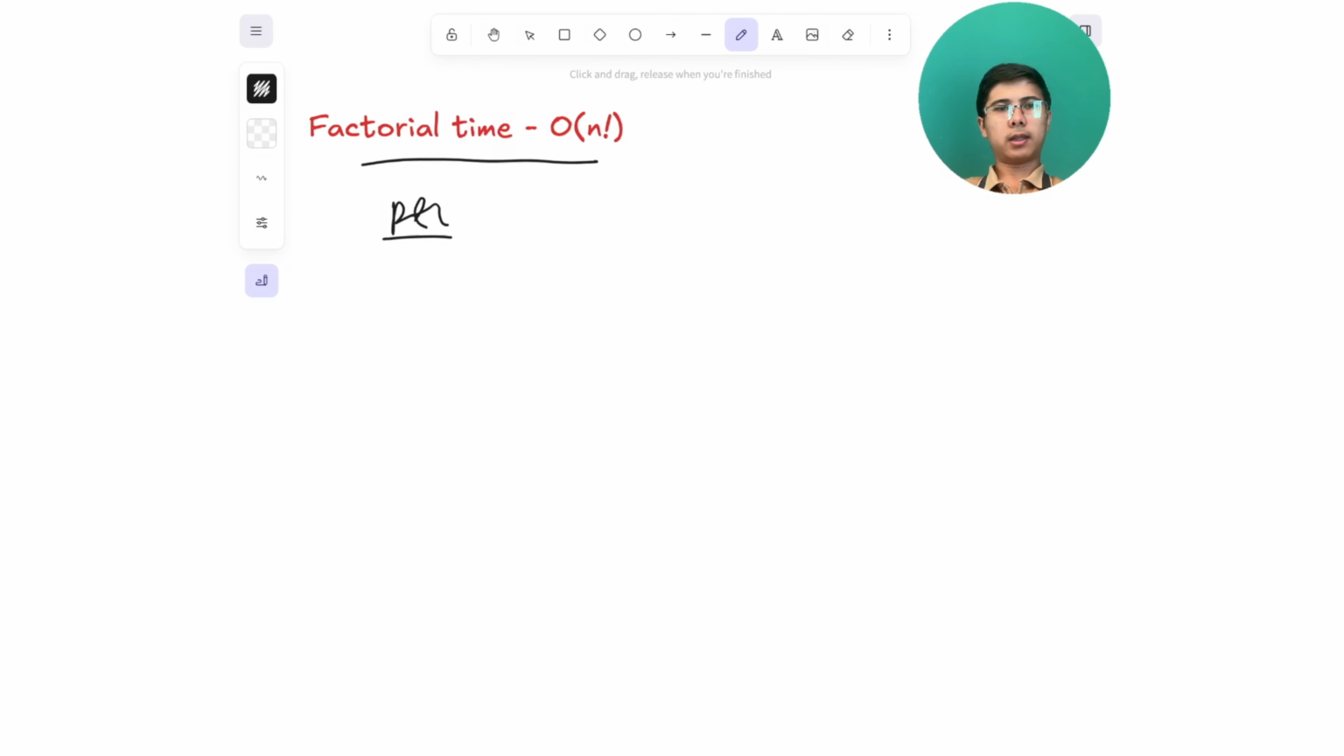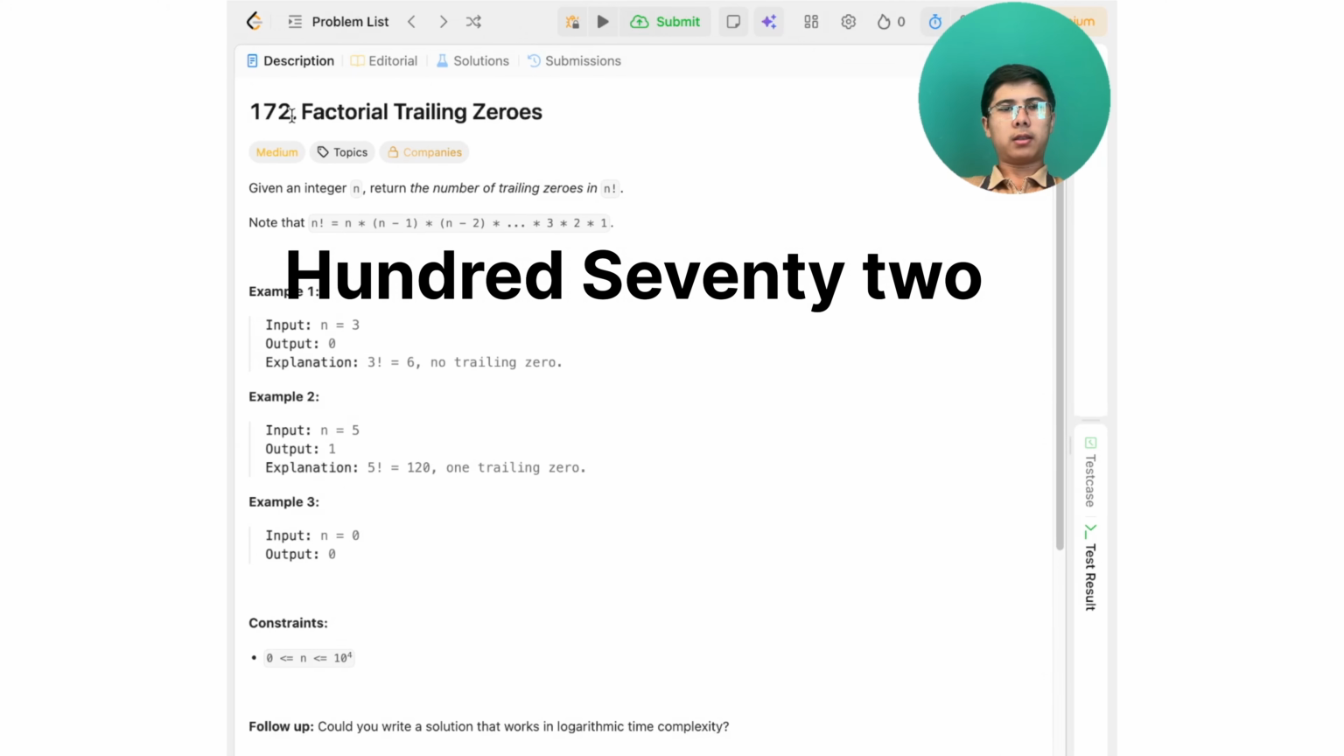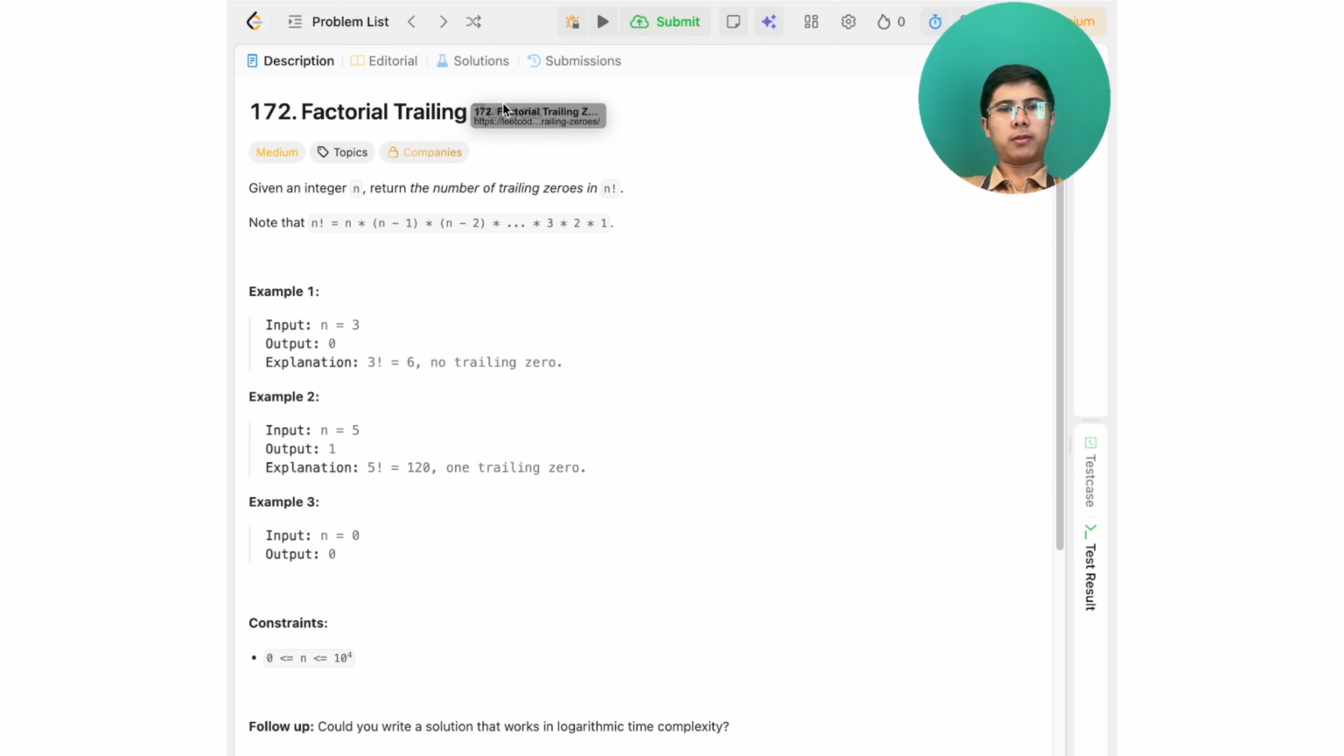So practical exercise time. We can solve exercise number 172 from LeetCode, which is named factorial trailing zeros. We are given an integer n, return the number of trailing zeros in n factorial. Note that n factorial is, as we saw, n multiplied by n minus 1, n minus 2, and so on, down to 1.